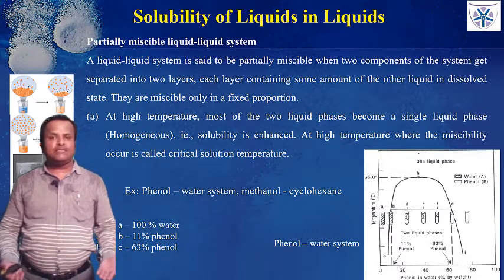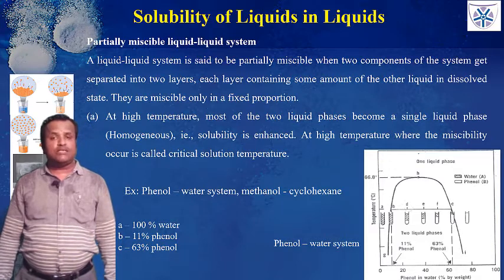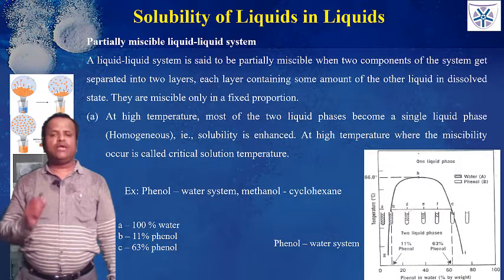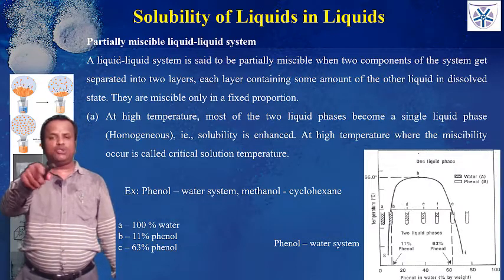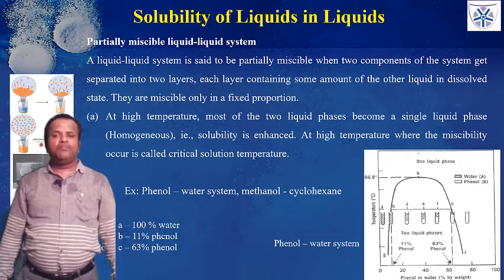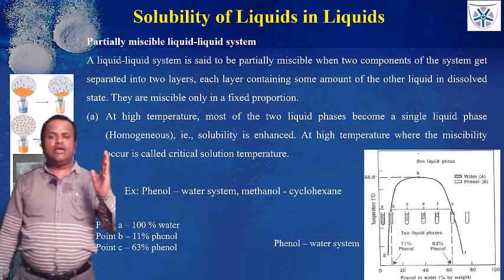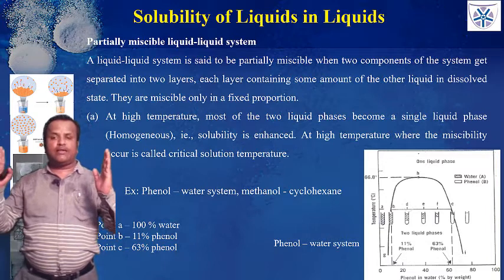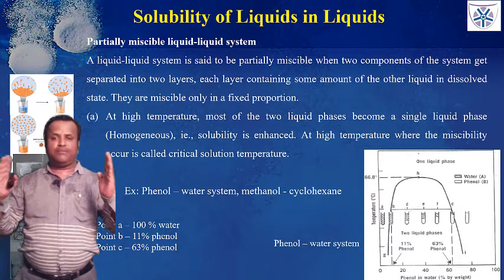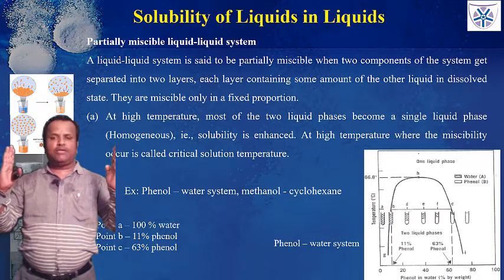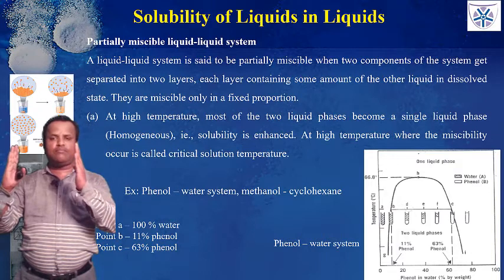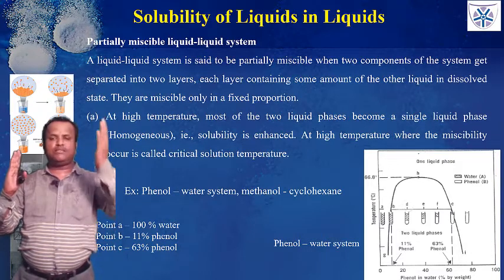For example, we can say a partially miscible liquid system. The phenol water system is the example. Another one is methanol cyclohexane. As I have shown in this picture, on the left side is completely component A, and the right side is completely the other component B. If I take water on this side and phenol on this side, and keep increasing the temperature from left to right, what will happen?